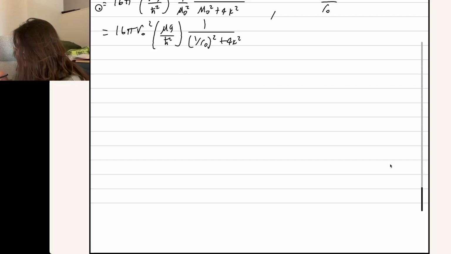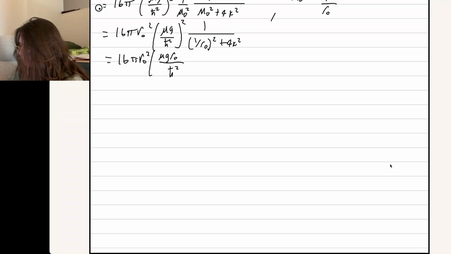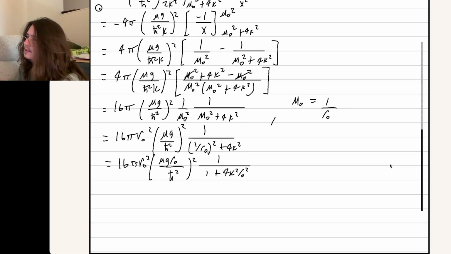And we'll multiply it by another factor of r naught squared to get the form that Shankar got, with an r naught in here. And I forgot to square it again. It's 1 plus 4k squared r naught squared. And yeah, that's what Shankar got.